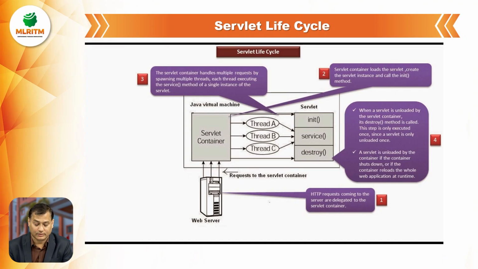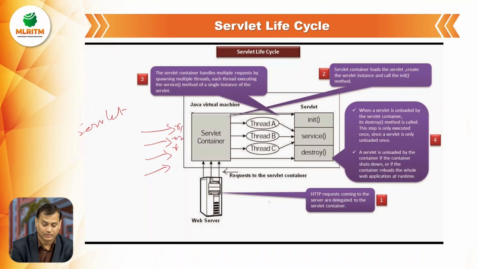So let us see a scenario in the servlet lifecycle where multiple requests are coming for the same servlet. Servlet 1 is there in the container, and servlet 1 has multiple requests, like request 1, request 2, request 3, request 4, like this. How is the container, or the server, going to handle this?